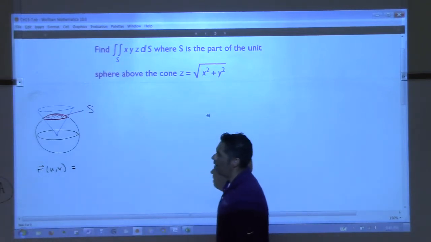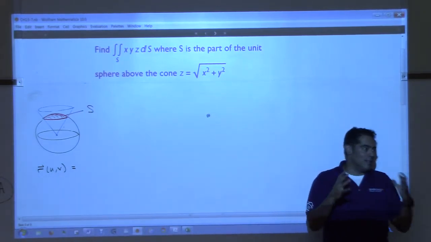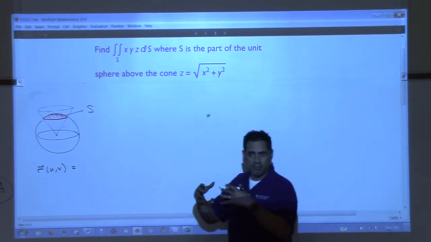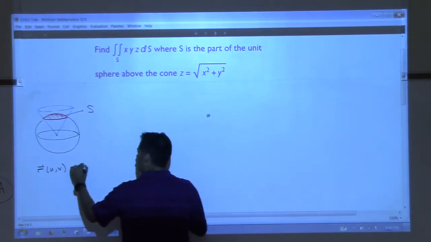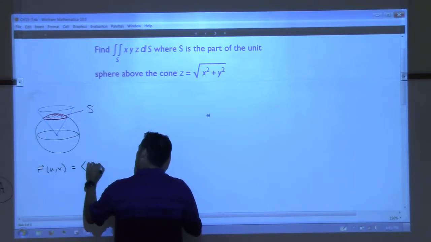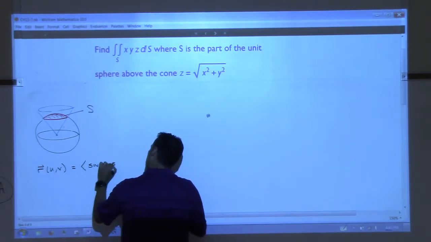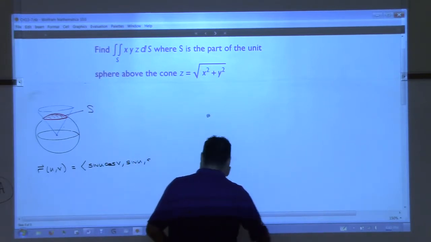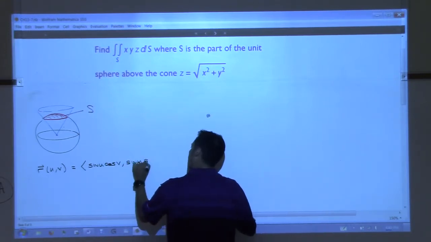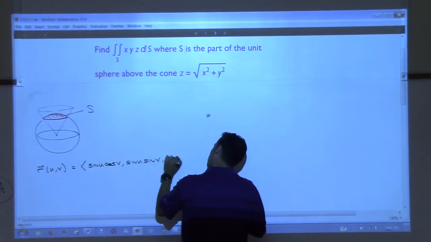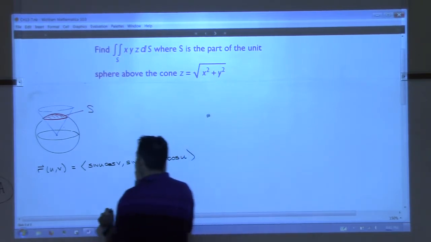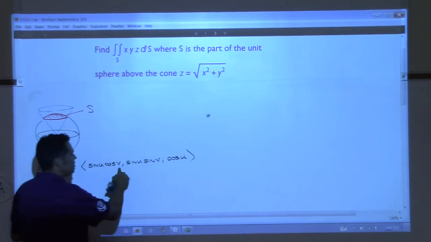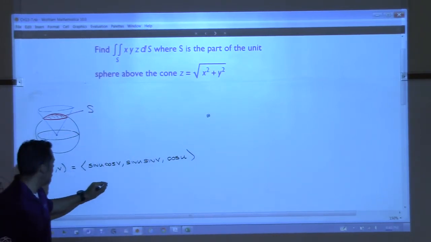So how do we draw S? Well, it lies on the unit sphere, so why don't we use the thing that we learned at the beginning of class, which would be sine u cosine v, sine u sine v, cosine u. That's the unit sphere, right? Because I have ones in front of everything. That's the unit sphere, but what are our restrictions on u and v?